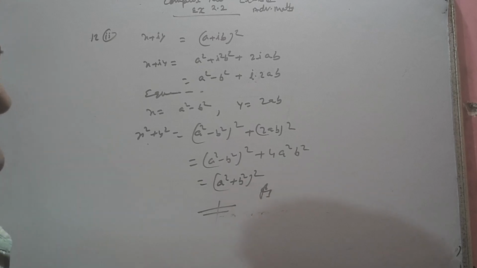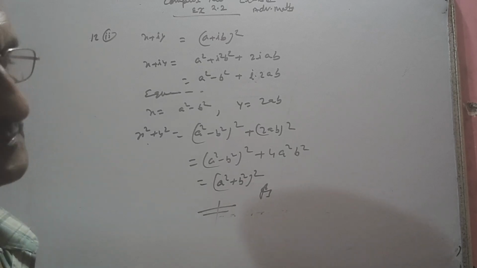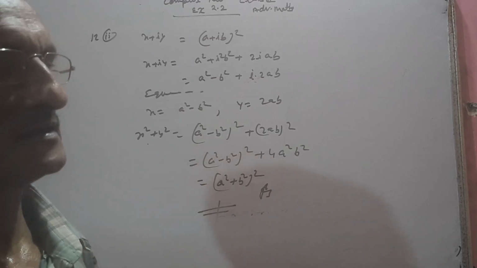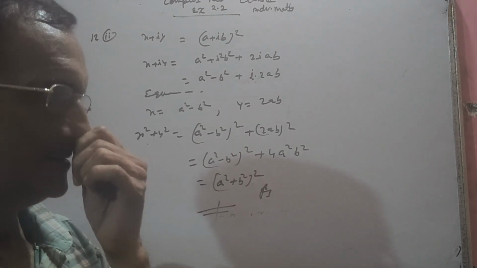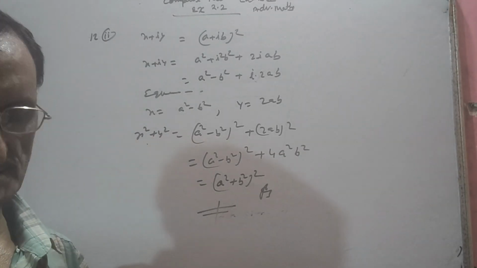I will try to give you the next part, important example sums of 2.2, and then we'll go to 2.3. Before that, there are properties of the modulus of a complex number.